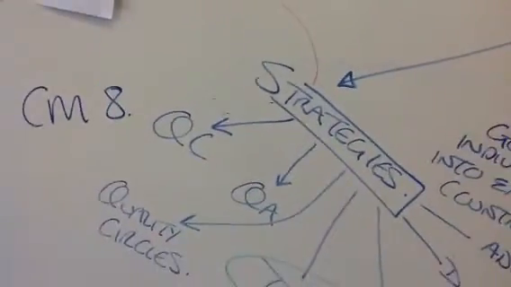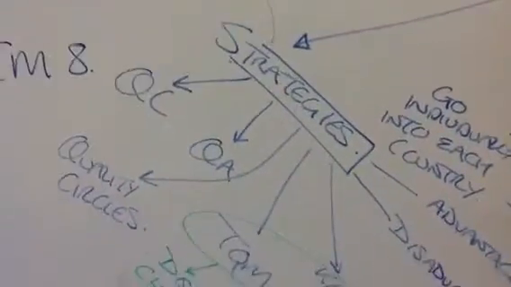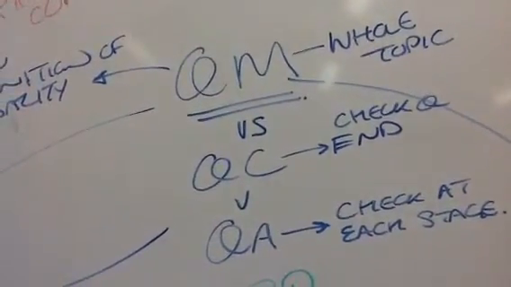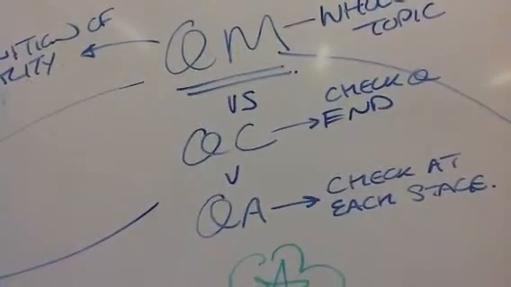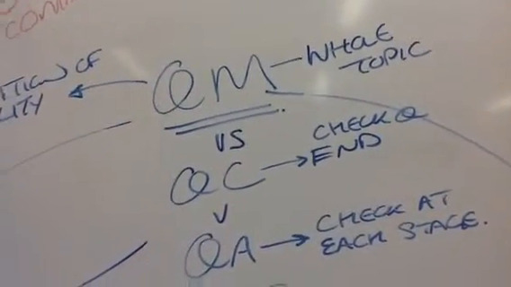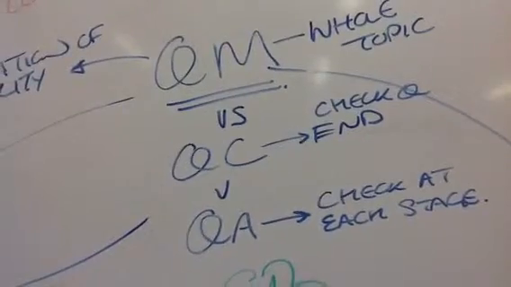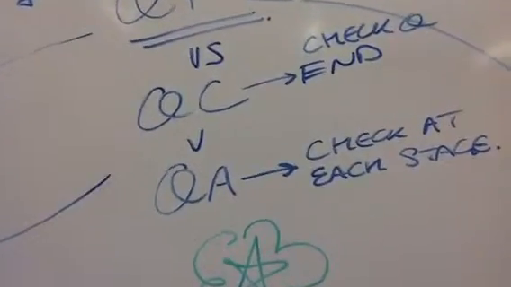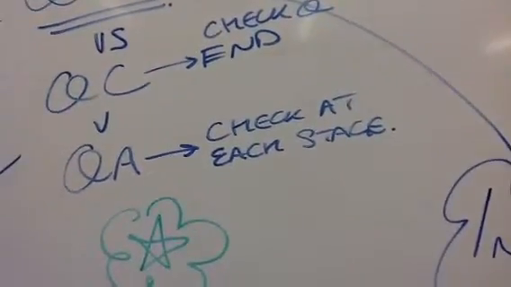The next section, I think it's the final section, is quality management. First thing, know the difference between quality management, quality control, and quality assurance. Quality management is the whole topic. Meanwhile, quality control is a strategy where things are checked at the end. Quality assurance is where things are checked at all the stages during production.